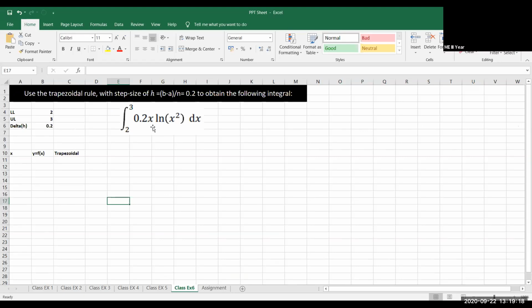Our function is 0.2x ln x squared, and our limit is given as 2 to 3. The lower limit is 2, the upper limit is 3. So I have given lower limit LL 2, upper limit UL 3, and we have found the delta value. The delta value is nothing but b minus a, where b is the upper limit, 3 minus 2, divided by the total n value that is given.